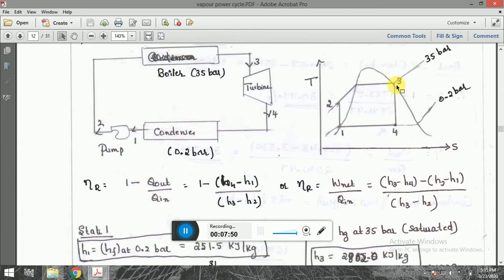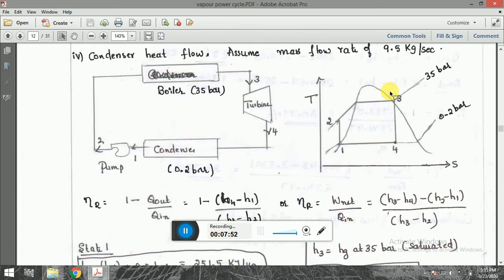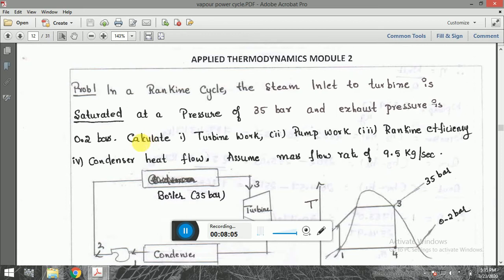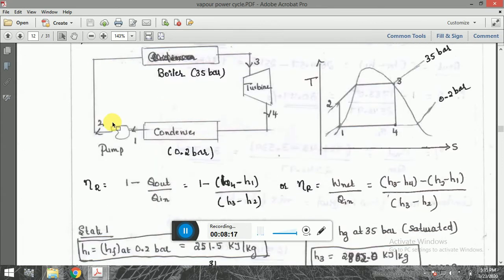Next, we need to find the next state, that is H3. To find H3, where does point 3 lie? Point 3 lies on the saturated vapor line. How did we come to know it lies on the saturated vapor line? We know from the question. The most important point is saturated: the steam inlet to the turbine is saturated. So that's why point 3 lies on this line.